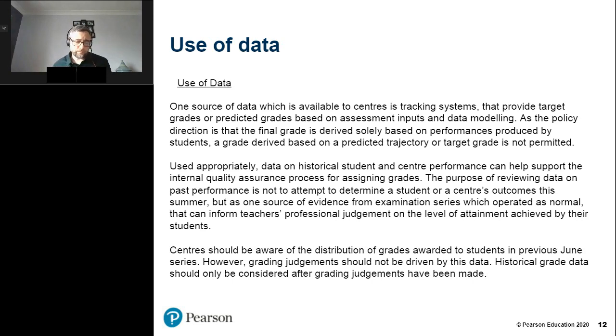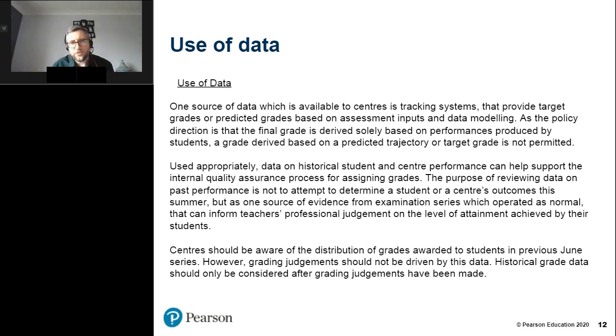Essentially, what we're saying here is that we recommend that you do consider historical data when you're considering the outcomes for this year's cohort. But really, that's just to ensure that you're broadly in line with the type of results that you would expect year on year. Obviously, we're not expecting you to have exactly the same outcomes every year. We know that results can vary each year, but it's just something that you need to consider as part of your quality assurance process.